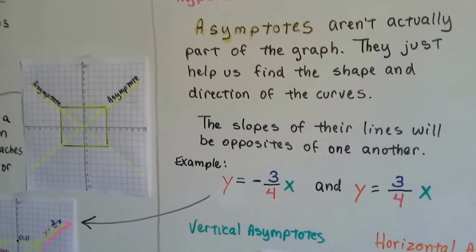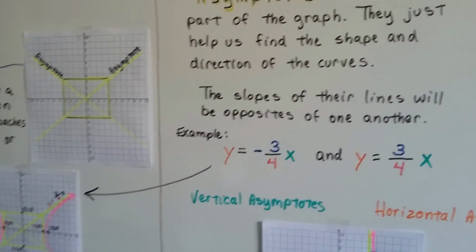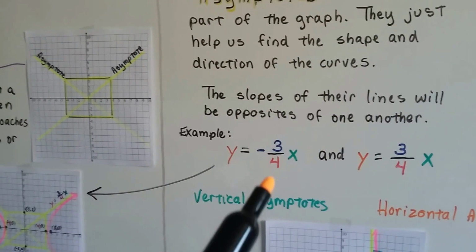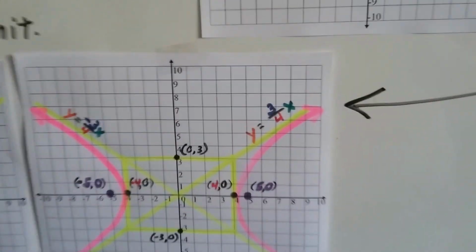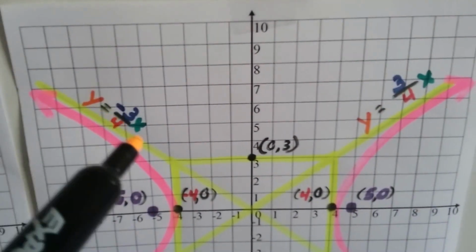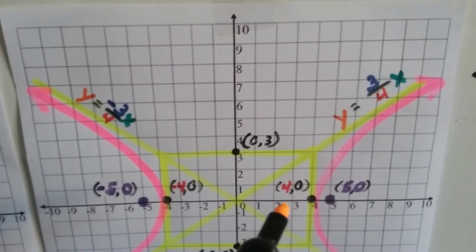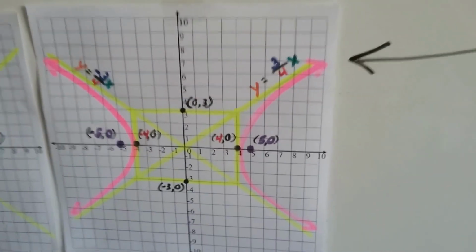Asymptotes aren't actually part of the graph. They just help us find the shape and direction of the curves. And the slopes of their lines will be opposites of one another. So we could have y equals negative 3/4 x and y equals 3/4 x. When we take a look at this, here's the one that's negative 3/4 x, and here's the one that's 3/4 x. See that? And they're opposites of each other.